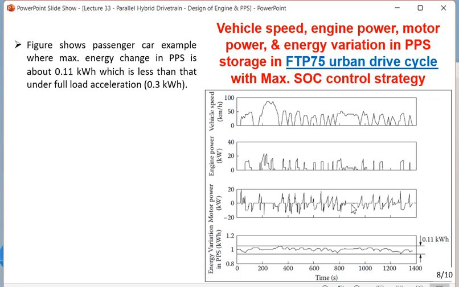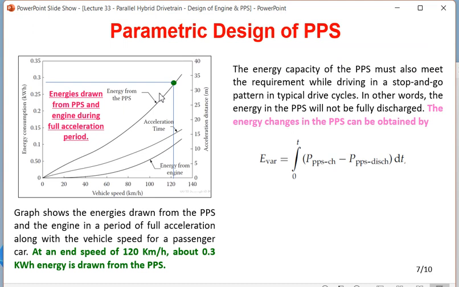You are finding here that the maximum energy change is 0.11 kilowatt hour, which is far less than the full load acceleration energy of 0.3 kilowatt hour. So where is this 0.3 kilowatt hour coming from? It is coming from the point where maximum speed is 120, at which time the PPS is actually asking for 0.3 kilowatt hour.